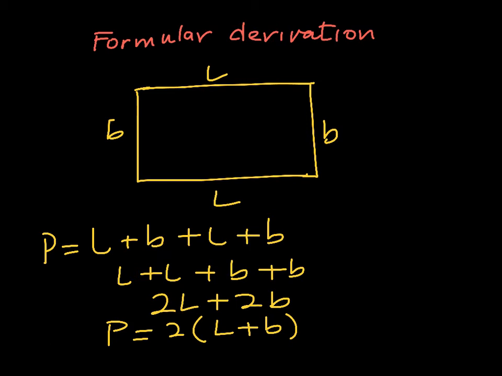But if the length and breadth are 6 and 8, for example, 6 plus 8 is 14. 14 times 2 is what? 28. So we see that they're all variable. That perimeter is dependent on the length and the breadth of the rectangle. Now, where am I going with this? This is just to tell us more about formulas and how formulas are derived.